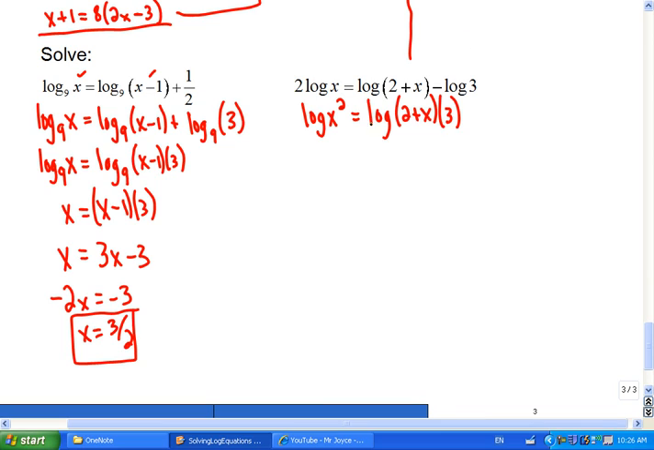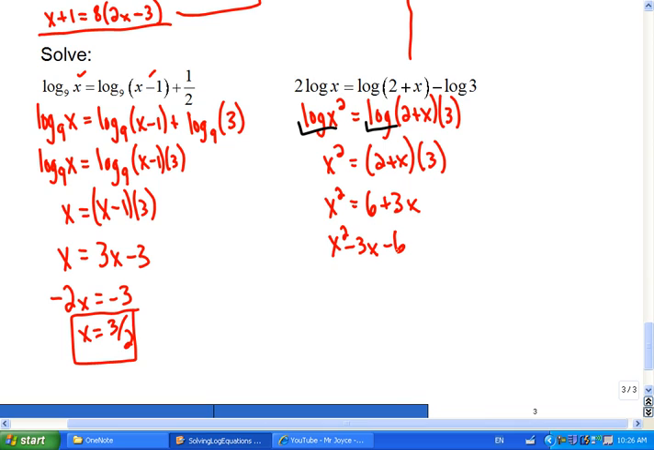Okay, and in this one, if I look at my equation, now I'm set up to have just logs, so I'll drop them from the equation. x squared equals 2 plus x times 3. So x squared equals 6 plus 3x. And this is what I'm going to be trying to work with. Oops, and of course I've made an error there. That's not the right log law, is it?